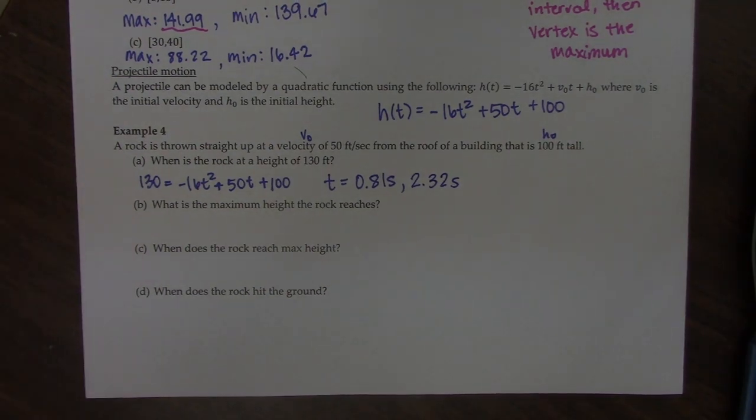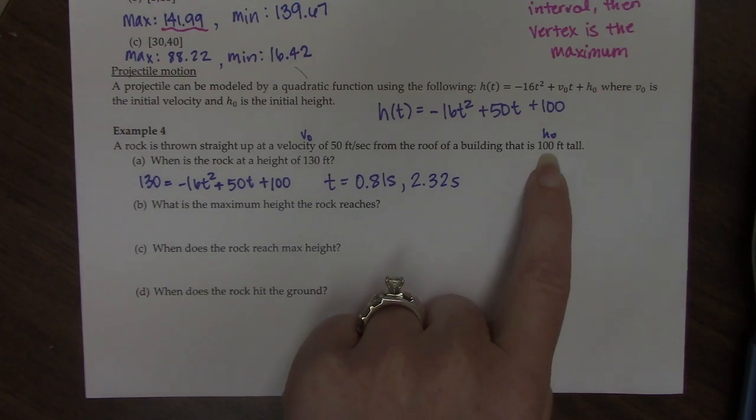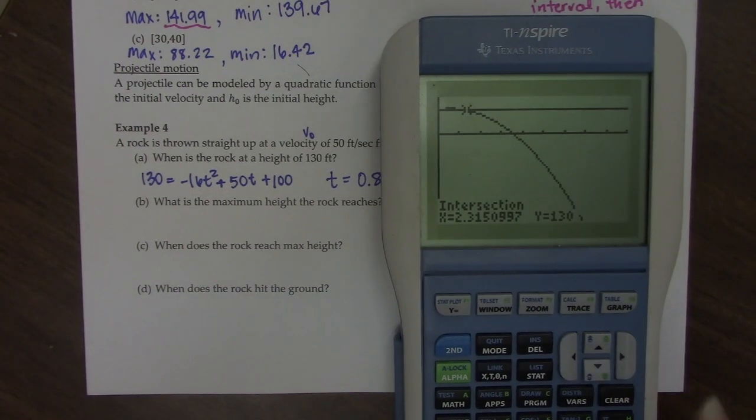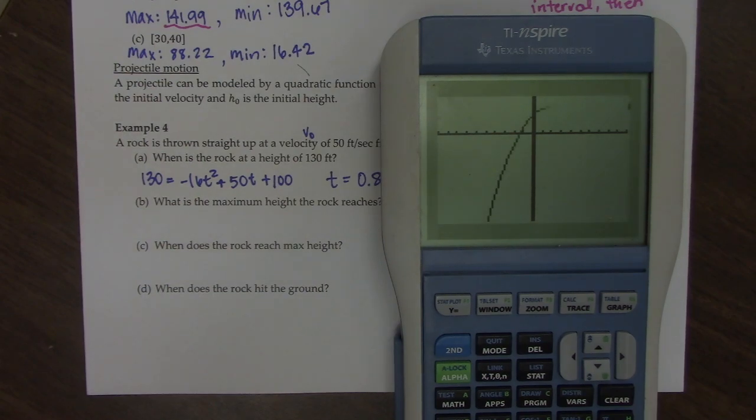This should actually make perfect sense that we got two answers, because the object started at a height of 100, it was going up, so it crossed 130 on its way up, and then crossed 130 again on its way down. So part B wants to know what's the maximum height that the rock reaches, and I'm betting it's going to be greater than 130, since we hit 130 twice. So I'm going to go back to my window and back this up just so I can make sure that I've grabbed that vertex in my picture.